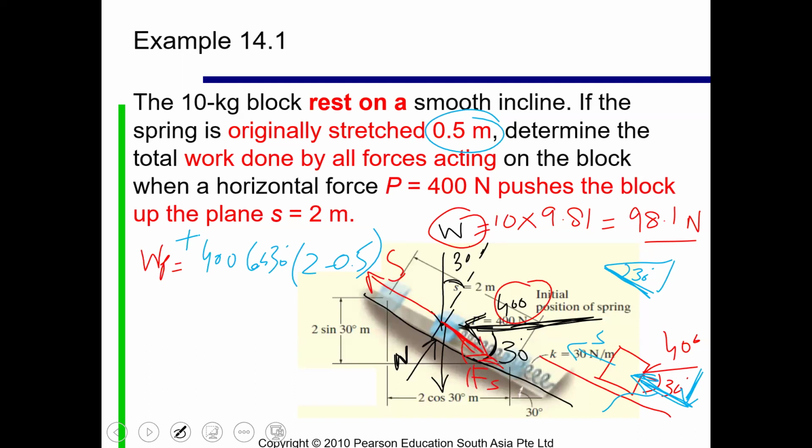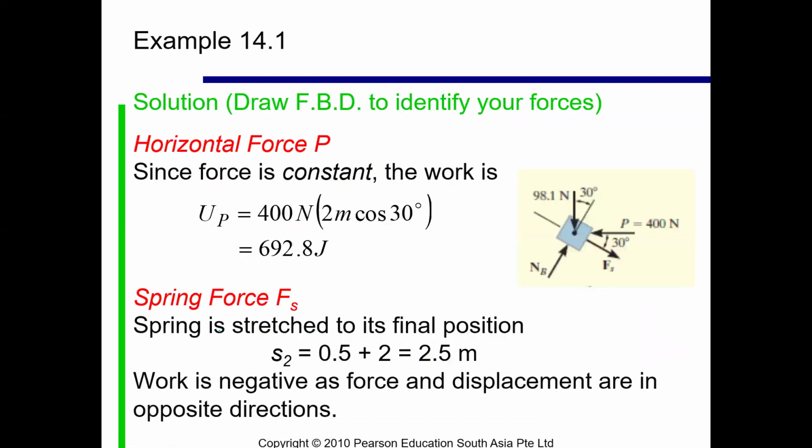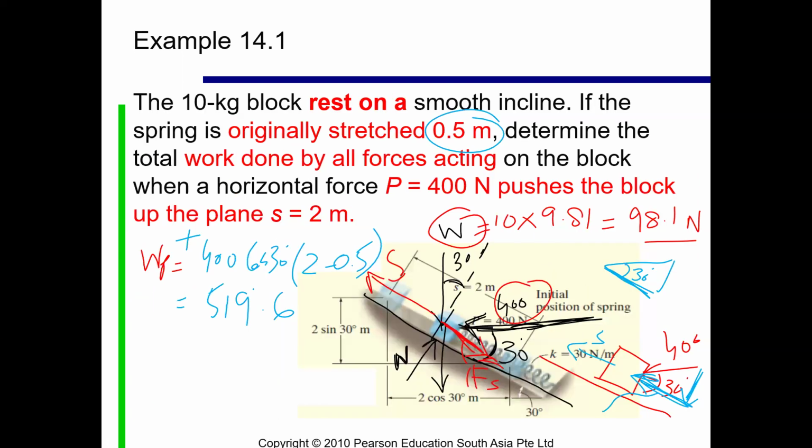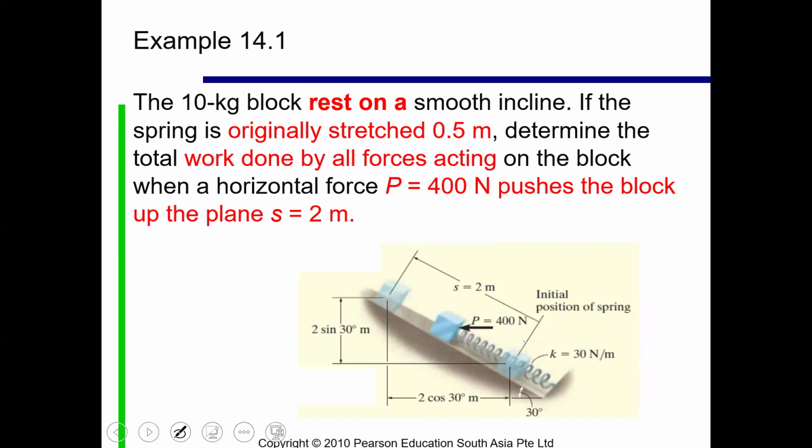519.6. Okay. Let me just quickly see. Sorry, there is one thing I think I didn't write properly. Let me erase one thing here. This 2 is the total here. Sorry, 0.5 is here, so it's not included here.